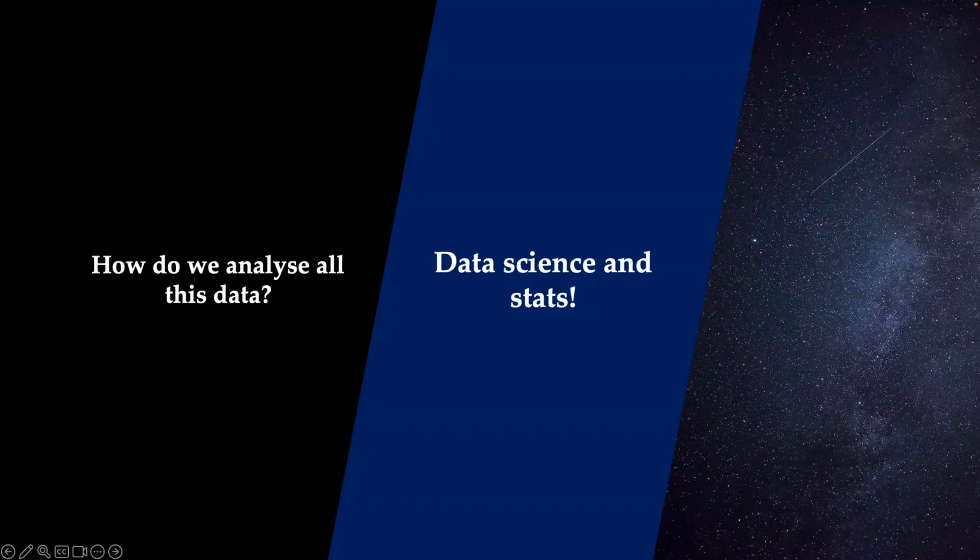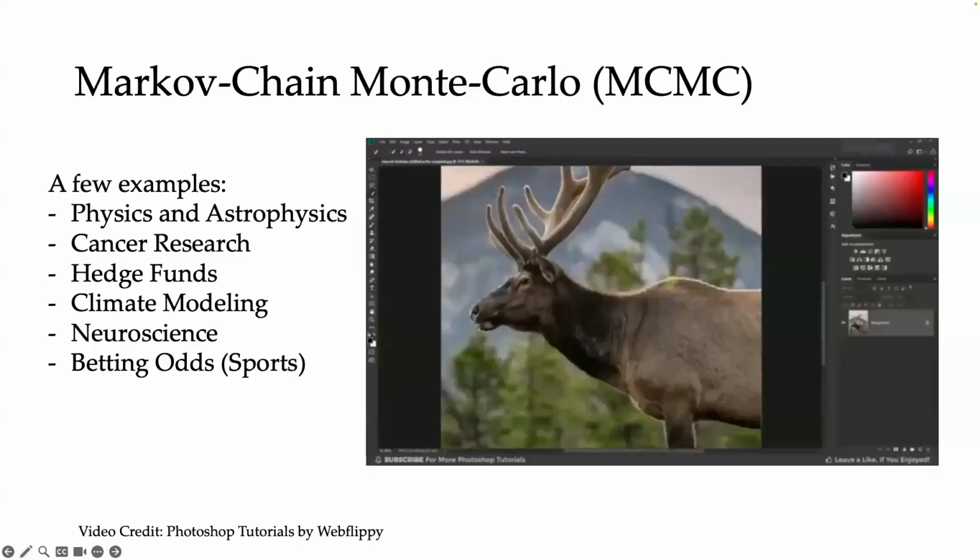So yeah, before that, MCMC or Markov chain Monte Carlo. I use it, and I know that a lot of people in the astronomy department use this method. It's an extended version of a Monte Carlo simulation. If you just take random changes, that's what a Monte Carlo simulation is. And it's widely used. It's not just used by astronomers and physicists, although a lot of us have used it, but it's used by cancer research, hedge funds, climate modeling, neuroscience, and betting odds. So if you're going to take away one thing about MCMC, it's that it can be widely used in many different things.